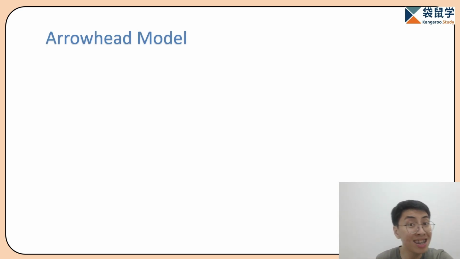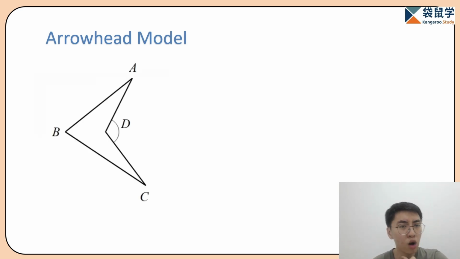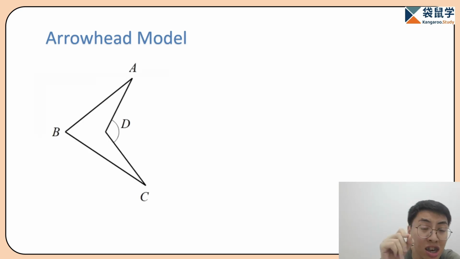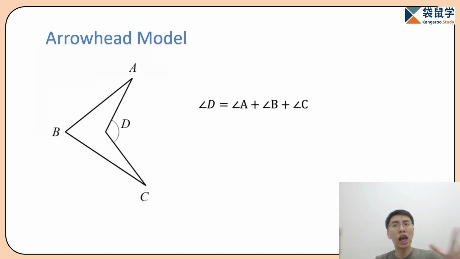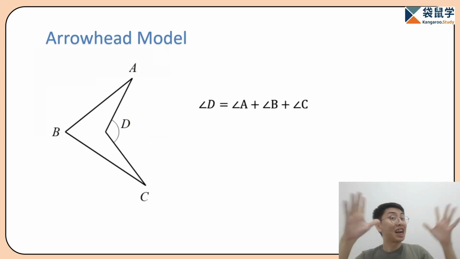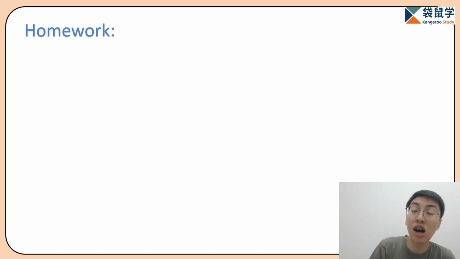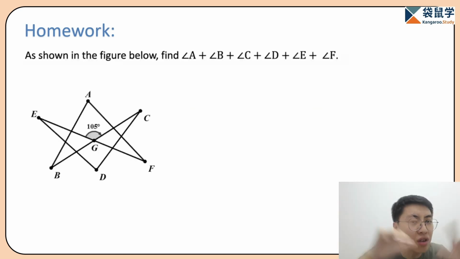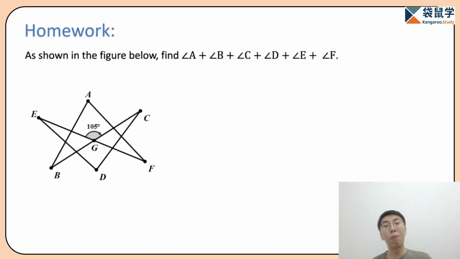And with that being said, what about our arrowhead model? Our arrowhead model says that, well, if I want to find angle D, it is just angles A, B, and C added up together. And that is all that we have learned for today. But that is not all. So we have our homework, and all of you are required to use both the exterior angle theorem as well as the arrowhead model for this question.